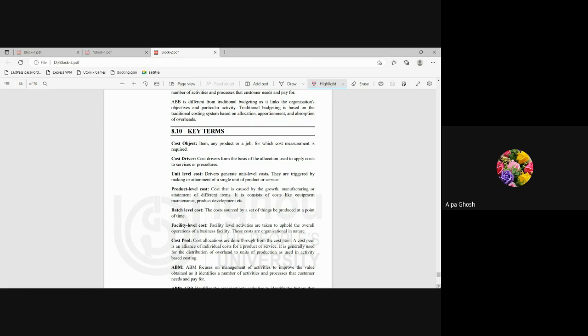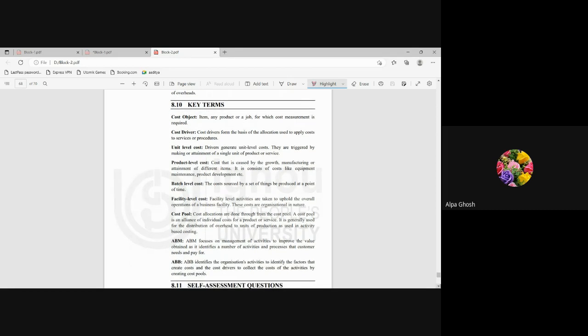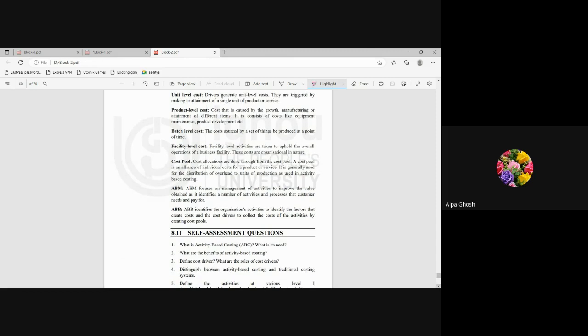ABM focuses on management of activities. ABM is activity-based management, you can say. Then comes ABB. It is activity-based budgeting for organizations. So these are all the terms that are going to be used.